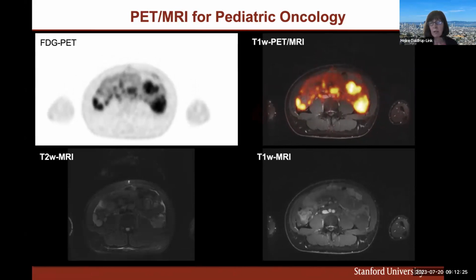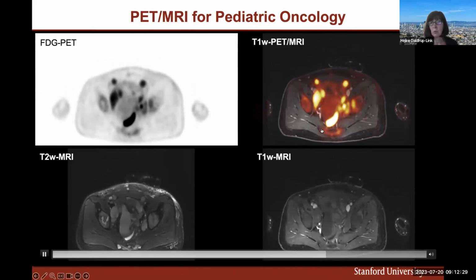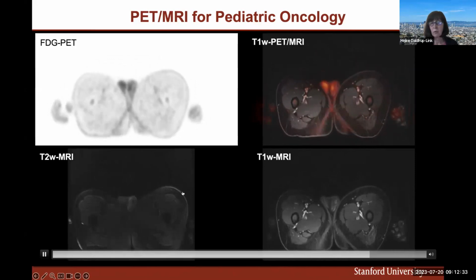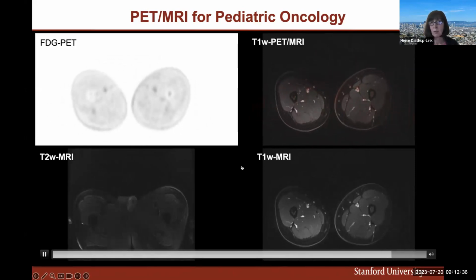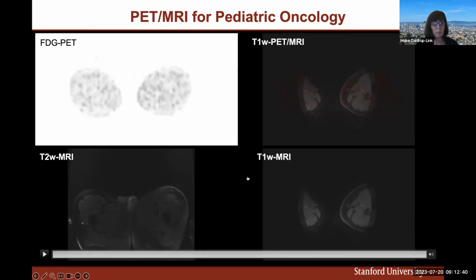Unfortunately, this patient had a very large tumor burden. And then you also see some bone lesions. Here we acquired further T2 weighted scans to get a little more detail about the tumor in the pelvis. And then here you see the evaluation of the extremities.